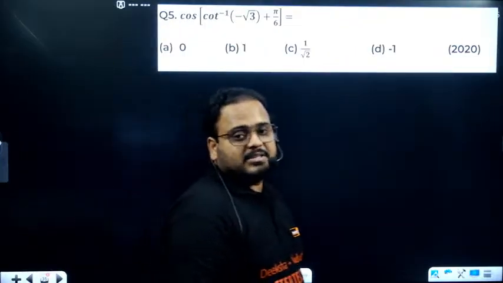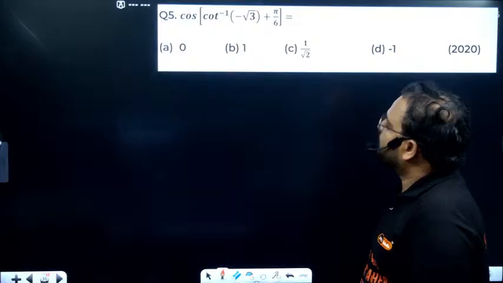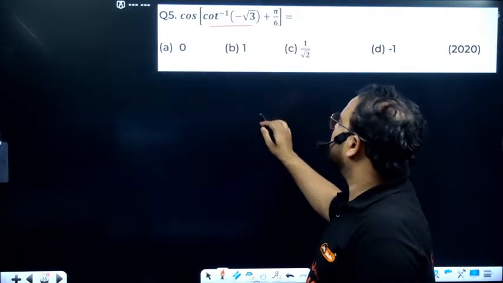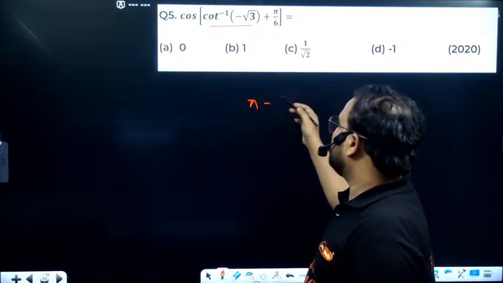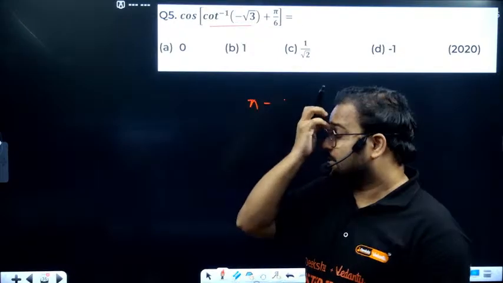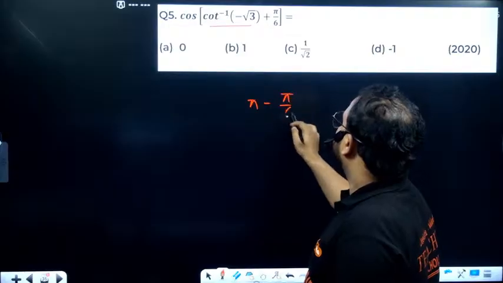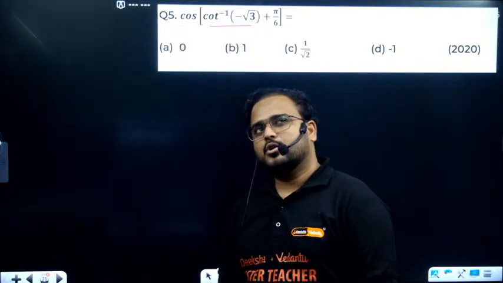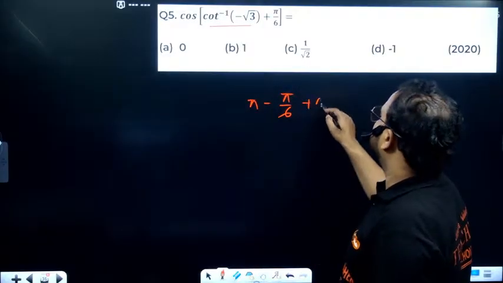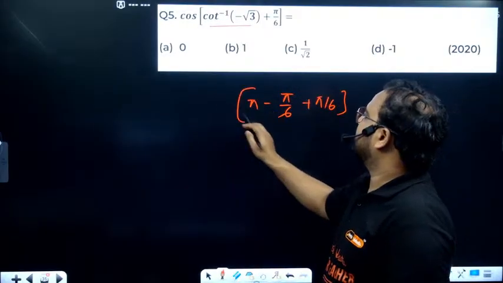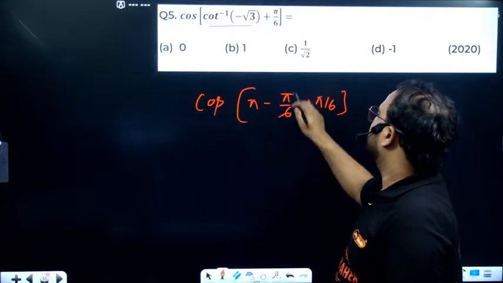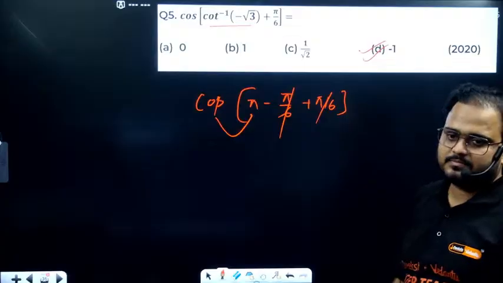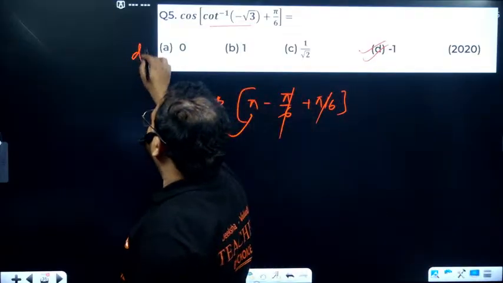Cos of cot inverse of minus root 3 plus pi by 6. How to solve it? Simple. Solve this part first. Cot inverse is neither odd nor even, so we'll have pi minus cot inverse of root 3. Cot inverse of root 3 is pi by 6, because cot pi by 6 is root 3. And this is plus pi by 6. Now what do we have outside? Simply cos. These two cancel, and cos pi is minus 1. So as simple as that, a question also comes.